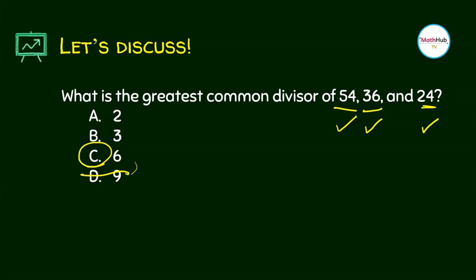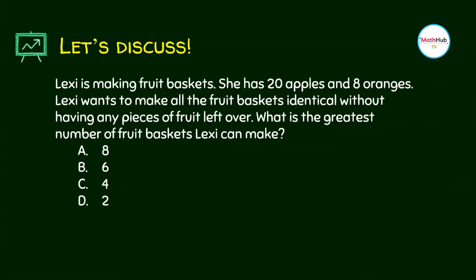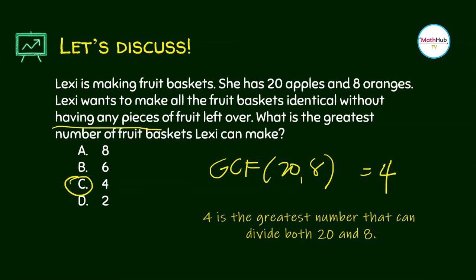No computations needed, right? Next, Lexi is making fruit baskets. She has 20 apples and 8 oranges. Lexi wants to make all the fruit baskets identical without having any pieces of fruit left over. What is the greatest number of fruit baskets Lexi can make? What kind of question is this? It's just a matter of looking for the GCF of 20 and 8. What would that be? The answer is letter C, 4. Because 4 is the greatest number that can divide both 20 and 8.